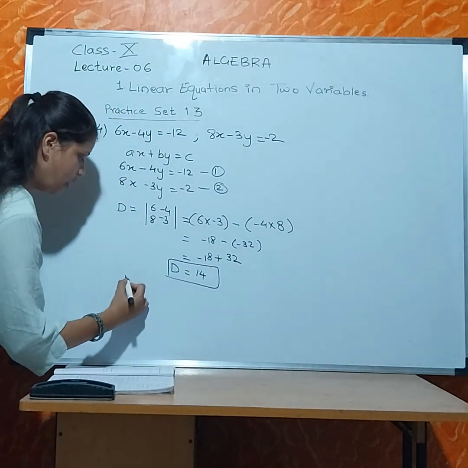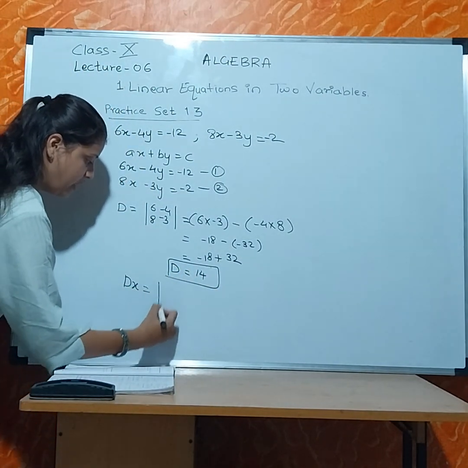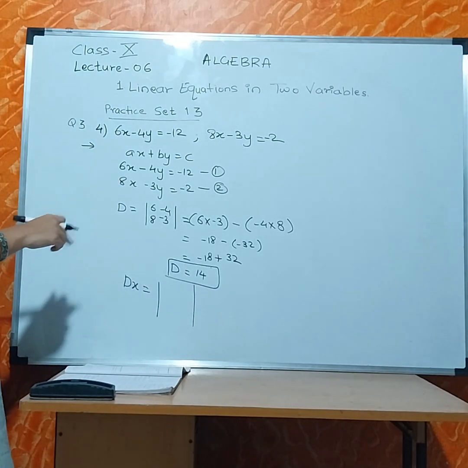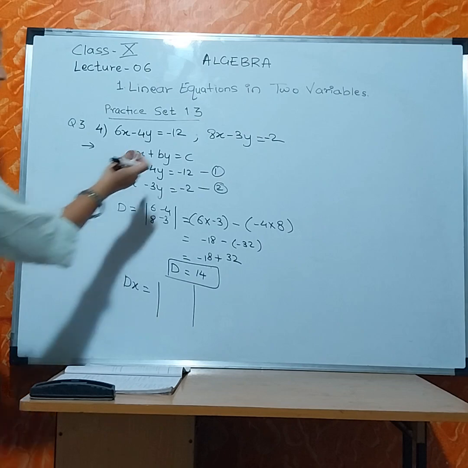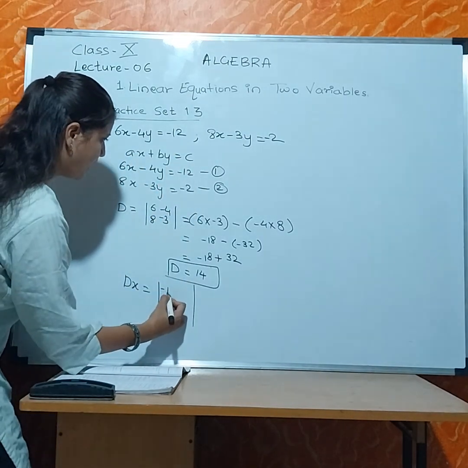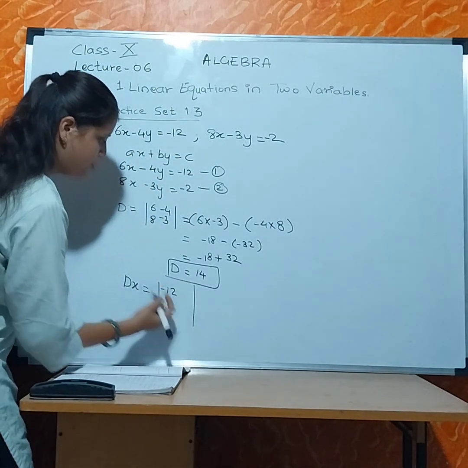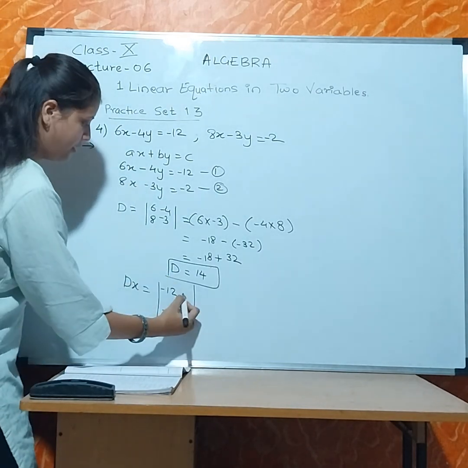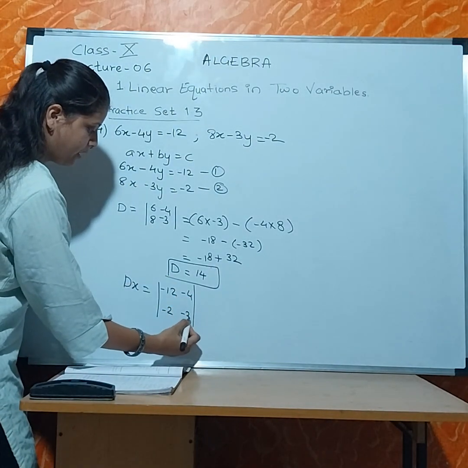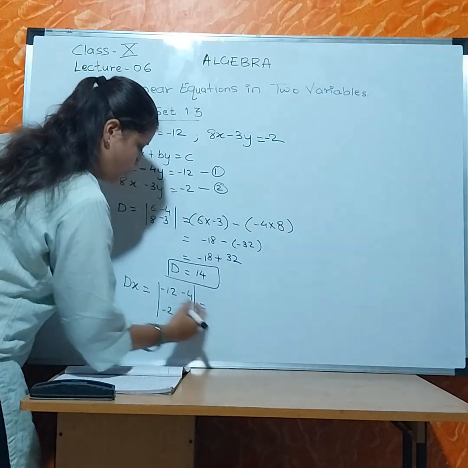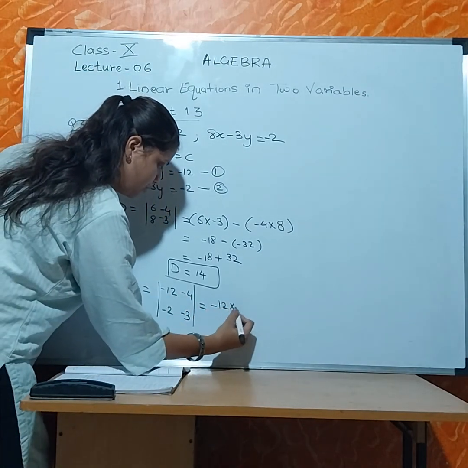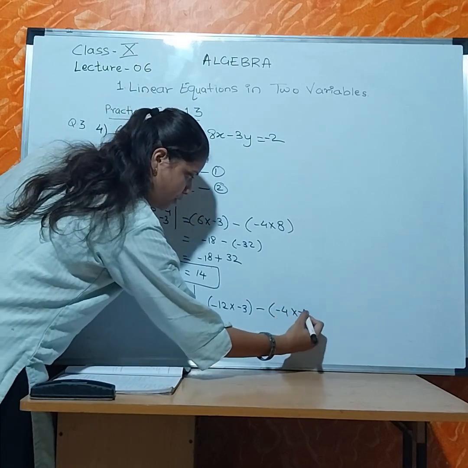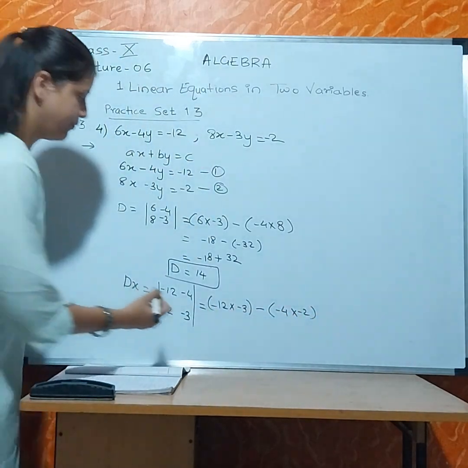Now we will find the value of dx. To find the value of dx, as I have told you, in place of the coefficient of x, we have to put the values of c. So minus 12 and minus 2. And what are the coefficients of y here? Minus 4 and minus 3. So minus 12 into minus 3 minus minus 4 into minus 2.